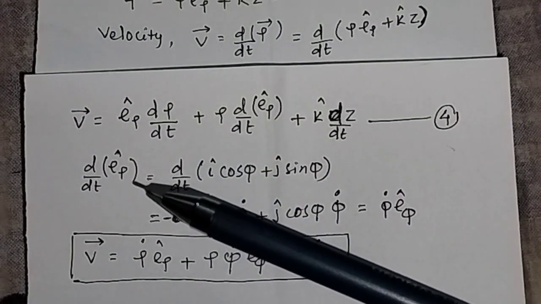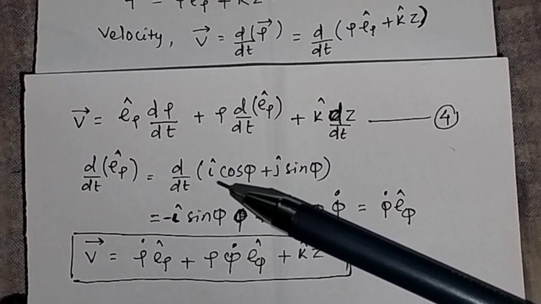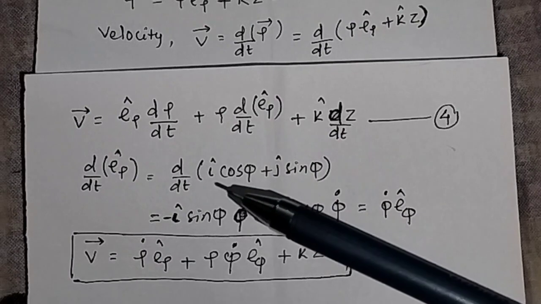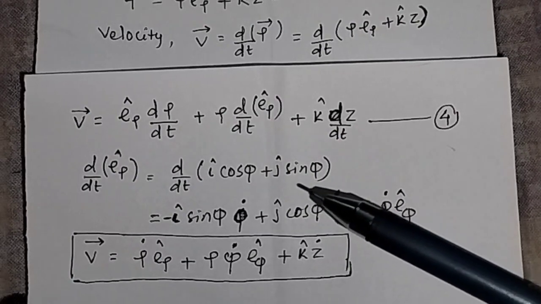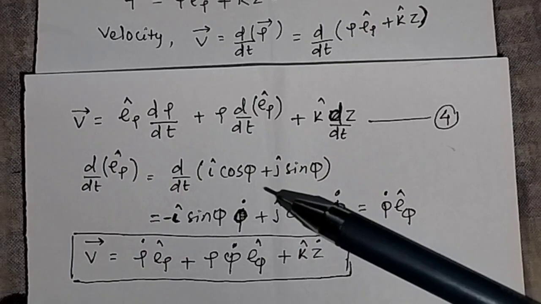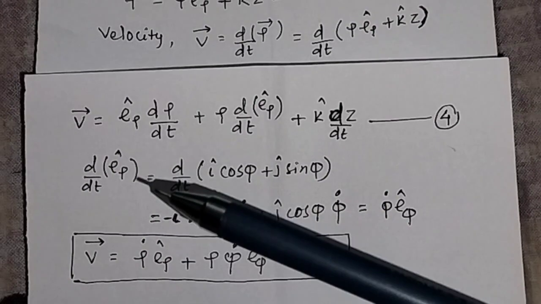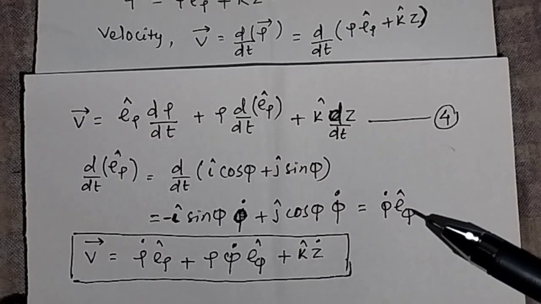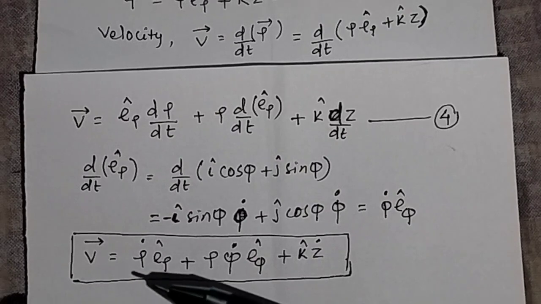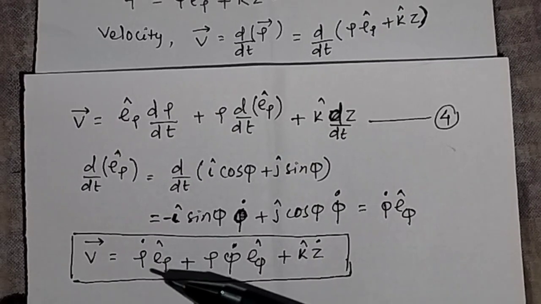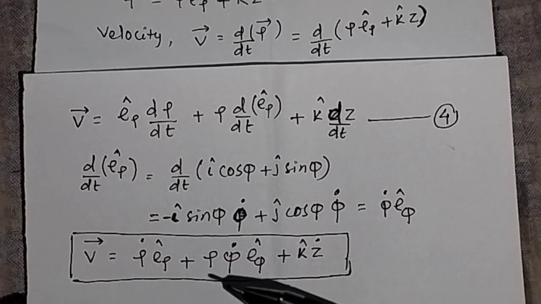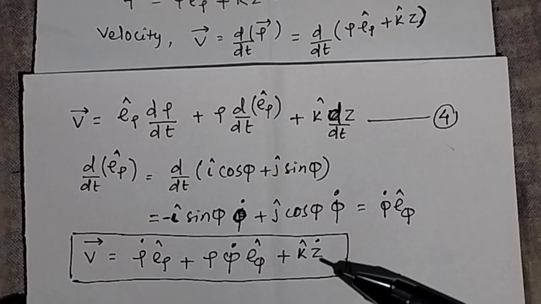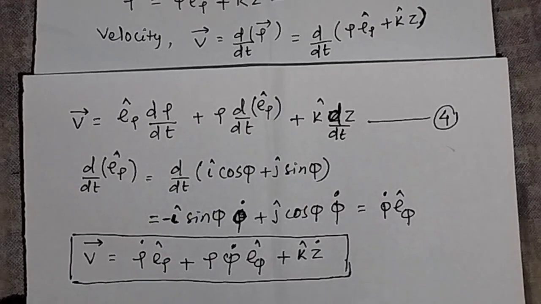But if you calculate the derivative of the unit vector e_ρ cap with respect to t, you watched in the previous video how e_ρ cap is defined, this will be φ dot e_φ cap. So the velocity vector will be equal to ρ dot e_ρ cap plus ρ φ dot e_φ cap plus k cap z dot. You have to remember this velocity vector.